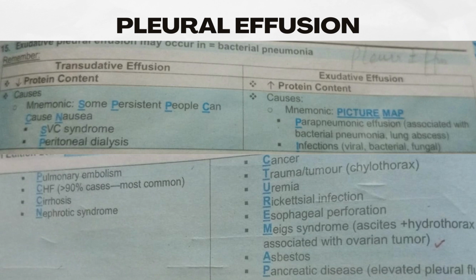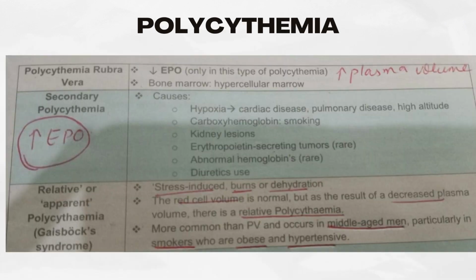Now let's talk about polycythemia. There are three types of polycythemia. Polycythemia rubra vera is basically the primary polycythemia that is associated with decreased level of erythropoietin. Polycythemia rubra vera is the only type of polycythemia with decreased erythropoietin, and there is increased plasma volume and the bone marrow is hypercellular.